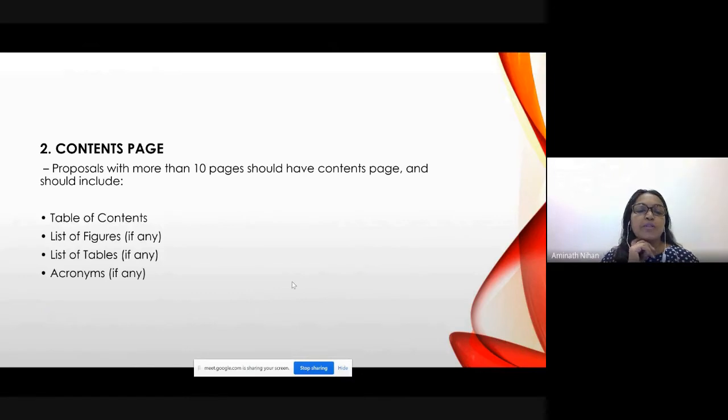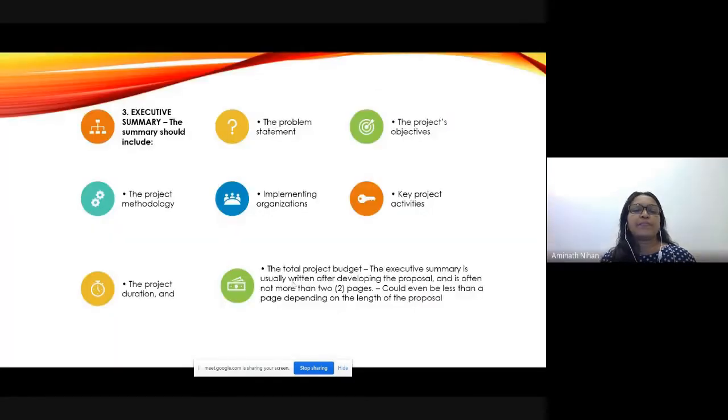Acronyms, that means shortening of any words. For example, if you write MWSC, you should write MWSC and the long form in a bracket. So abbreviations and acronyms, those things you should specify on the contents page. But this is if your proposal goes over 10 pages, otherwise it's okay not to have a contents page.